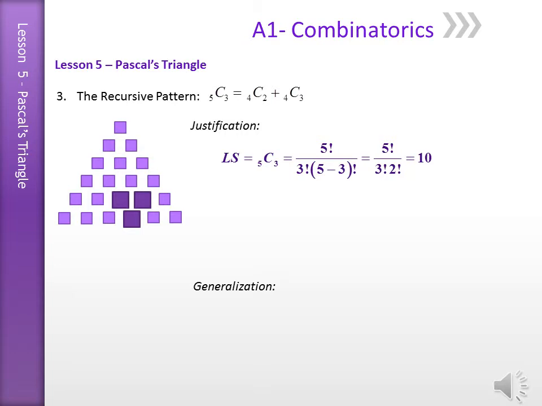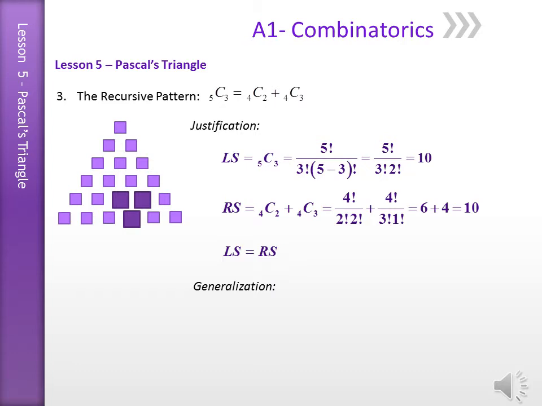The right side is 4 choose 2 plus 4 choose 3. So using our formula, 4 factorial over 2 factorial 2 factorial plus 4 factorial over 3 factorial 1 factorial. That gives us 6 plus 4, which equals 10. Again, we could have just used our calculator. Both sides do equal 10, so the left side equals the right side. Perfect.